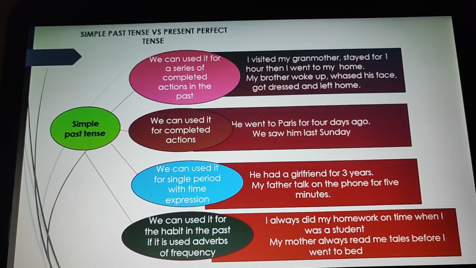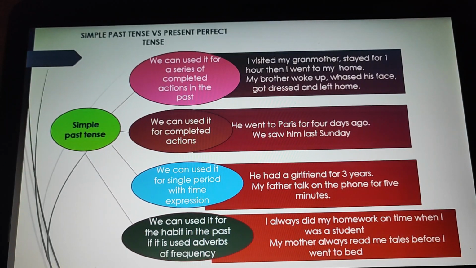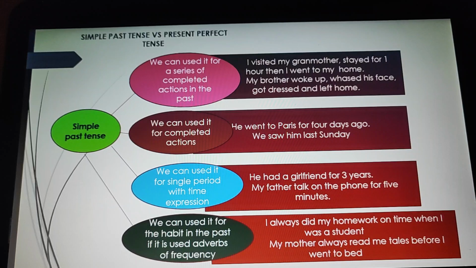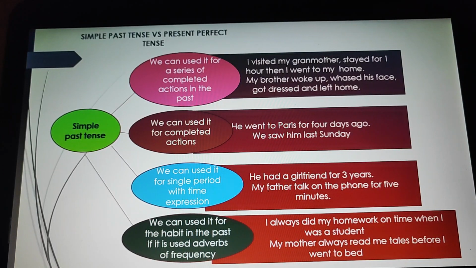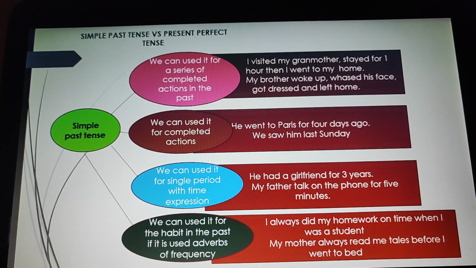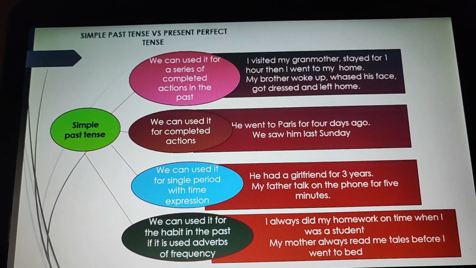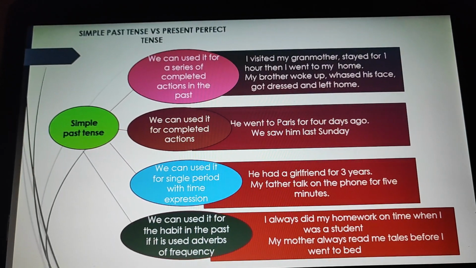We can use it for a habit in the past if it uses an adverb of frequency. I always did my homework on time when I was a student. My mother always read me tales before I went to bed.